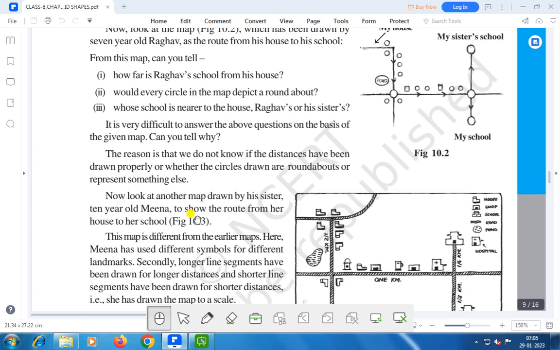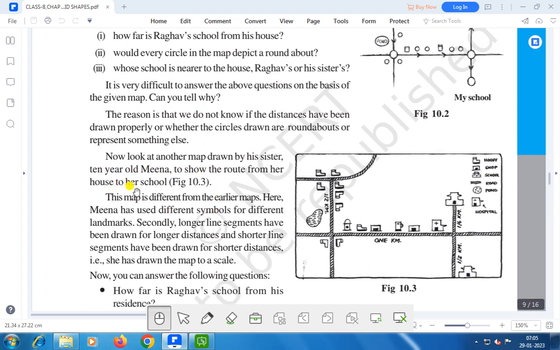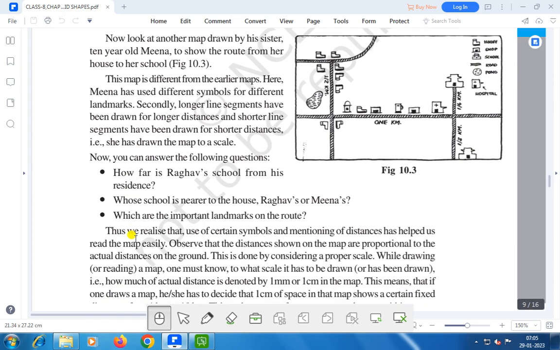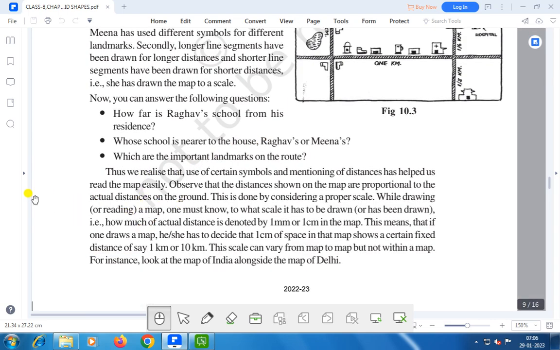Now look at another map drawn by her sister, 10-year-old Meena, to show the route from her house to her school. This map is different from the earlier map. Here Meena has used different symbols for different landmarks. Secondly, longer line segments have been drawn for longer distances and shorter line segments have been drawn for shorter distances. She has drawn the map to a scale. We can answer the following questions. How far is Raghav's school from his residence? Whose school is nearer to the house, Raghav's or Meena's? What are the important landmarks on the route? Thus we realize that the use of certain symbols and the mentioning of distances has helped us read the map easily.